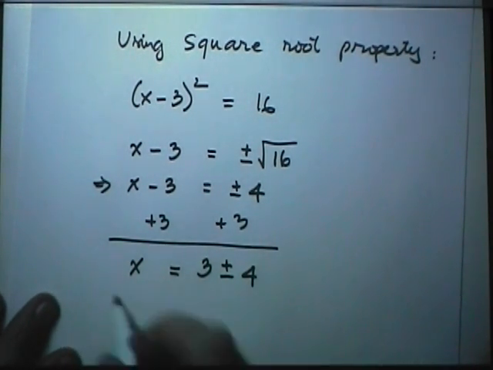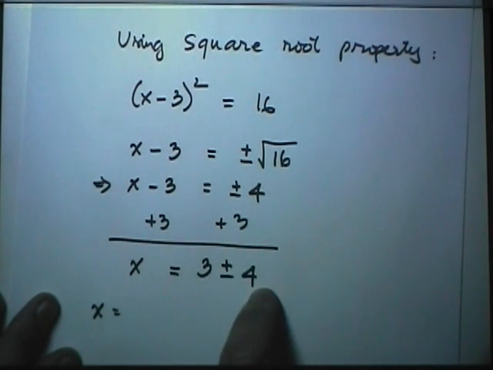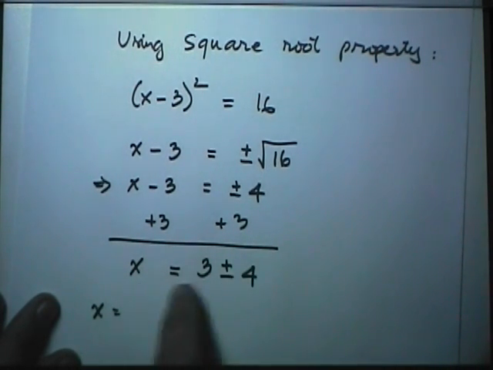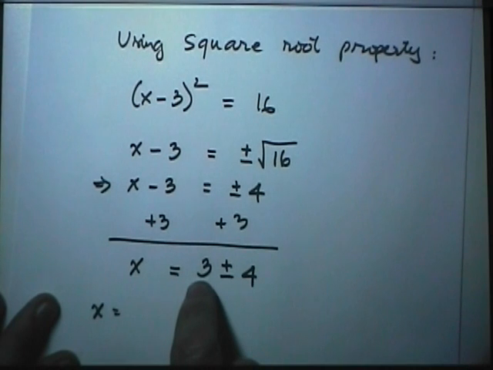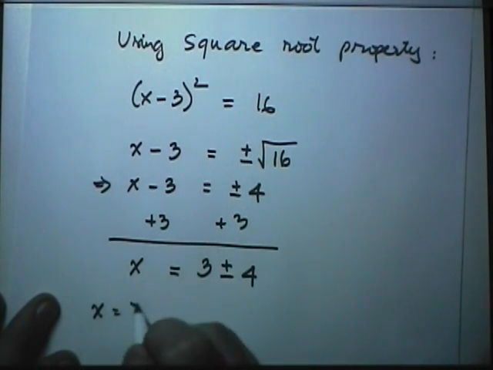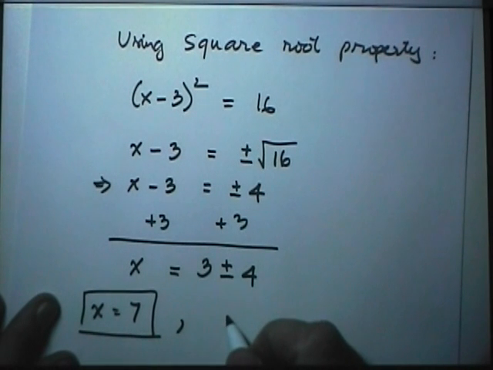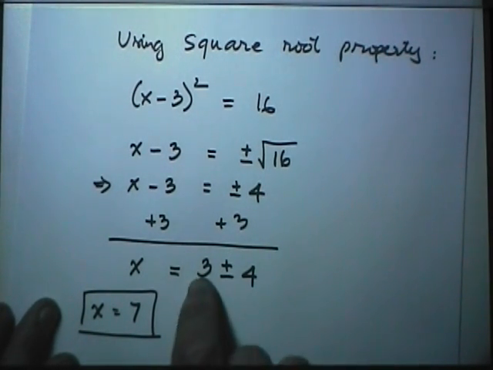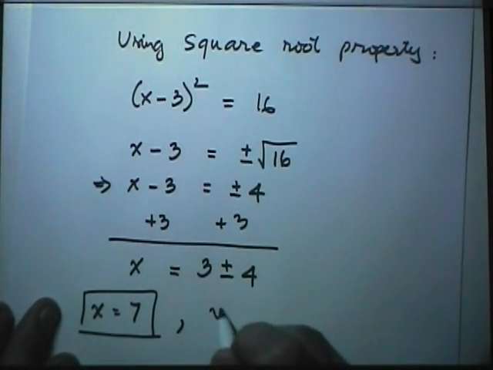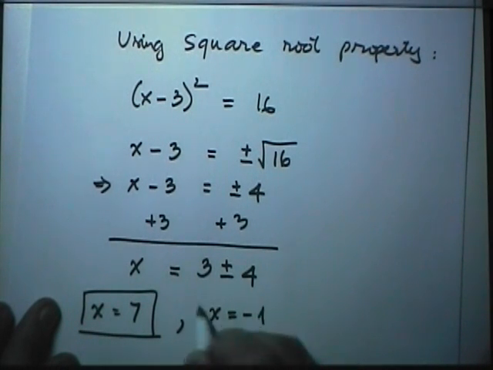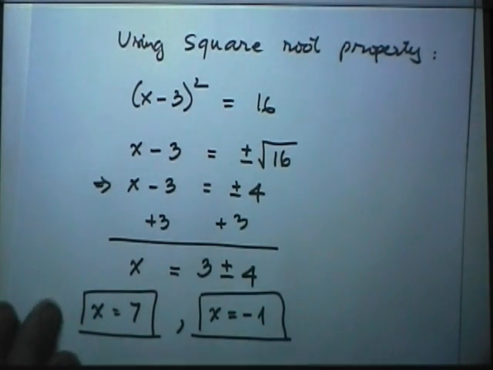What does that mean? It means the first x value for this equation is going to be 3 plus 4. So I got 7. That's one solution to my equation. The second x value that I can find is going to be 3 minus 4, so x is equal to negative 1. Okay? And that's how I solve another quadratic equation, a special form, using the square root property.